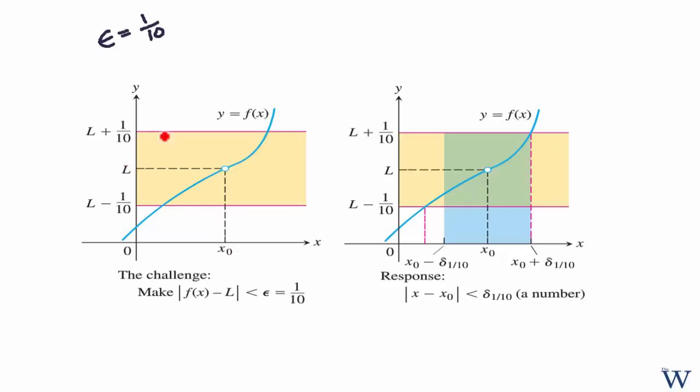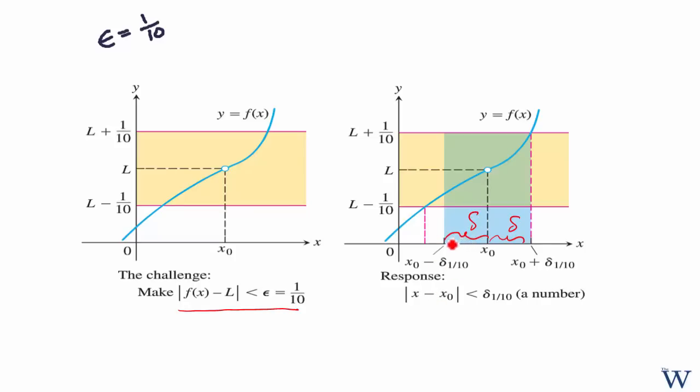And again, if we created this horizontal strip with width equal to twice 1 over 10 right there, then the thing that we need to find out is how close the x's should be so that these y values remain in the horizontal strip. So we want this to be true, right? So our response is we need to find a delta, which is a symmetric interval about x sub 0 of width twice delta, of course, because this is delta and this is delta.